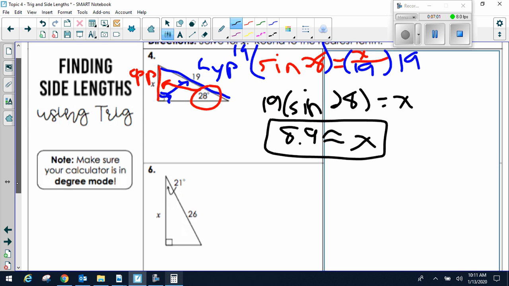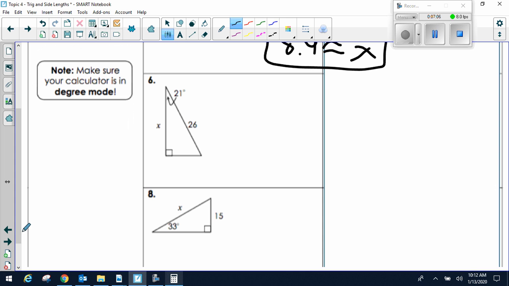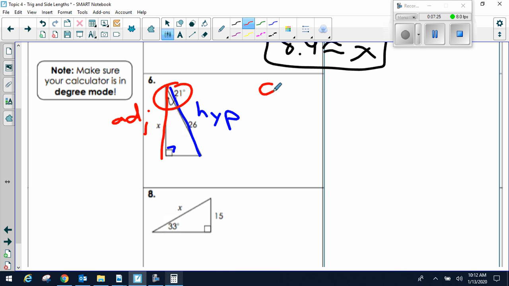Okay. Let's go ahead and do another one. So same thing, identify, do I have a hypotenuse? In this case I do, my hypotenuse is 26. Then identify where your angle is, and identify the other side that's given to you, and what is it in comparison to that angle? Well, that's touching 21, which means that it is adjacent. Adjacent to hypotenuse, that is cosine, so it's going to be the cosine of the angle they give you, which is 21, equals adjacent, which is x, over hypotenuse, which is 26.